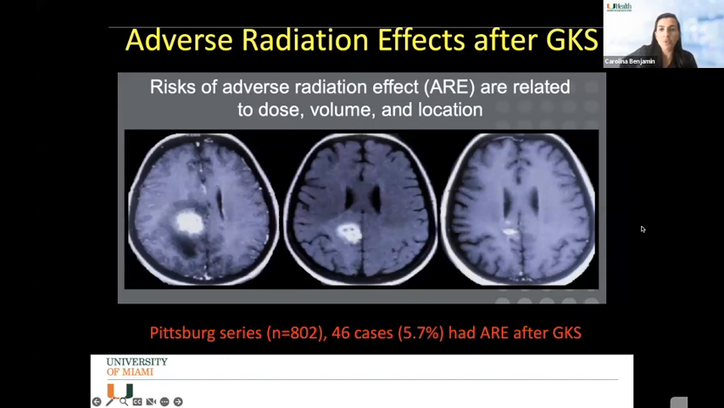Now let's go to adverse reaction effects, because that becomes significant. You can see here in this photo, this is a previous AVM, and you see this almost like a tumor, and it acts in that way. It can act similarly to a tumor. And again, looking back at the Pittsburgh data, they had 46 patients with adverse reactions after gamma knife radiosurgery. And it's really related to the dose, the volume, and the location.